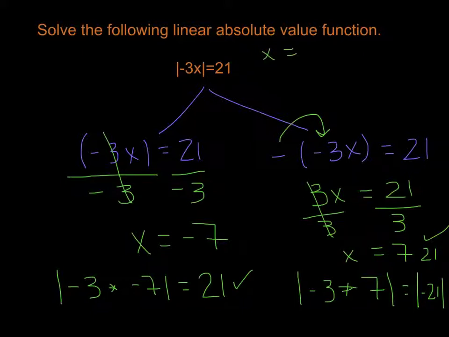So the solutions to the absolute value of negative 3x equals 21 are x equals negative 7, and x equals positive 7. Make sure you're recording these on your guided note sheet.